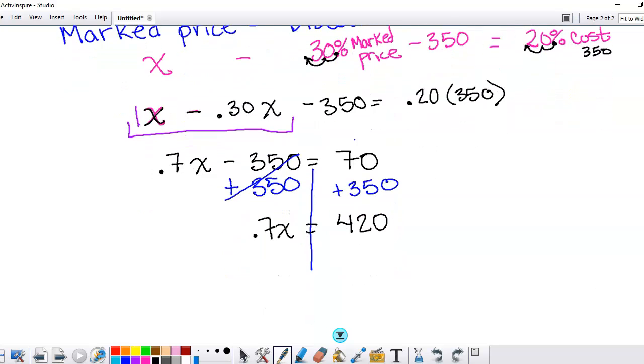We are almost there. 0.7x is the same as 0.7 times x. The opposite of times is divide. So I'm going to divide this by 0.7 to get rid of it. If I divide one side of the equal sign by 0.7, I must divide the other side by the same thing. X, which was our marked selling price, is $600. So the jeweler would need to mark his ring at $600 to be able to give a discount of 30% and still make a 20% profit on this ring.